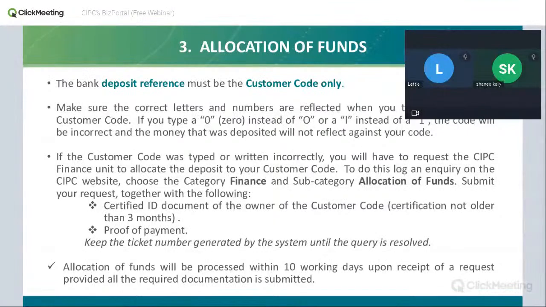If the customer code was typed or written incorrectly, you will have to request the CIPC's finance unit to allocate the deposit to your customer code. To do this, log on to inquiries on the CIPC website, choose the category finance and subcategory allocation of funds. Submit your request together with the following documentation: certified ID copy of the owner of the customer code. Remember, once again, certification must not be older than 3 months. Add your proof of payment, your deposit slip.